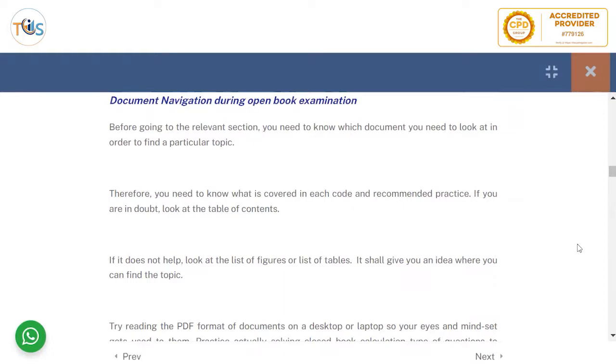The second thing is, if you encounter a question that you don't know where it is in the code or recommended practice, you can go to the one where you think you will most probably find the information. Look at the table of contents. If you can't find it, because some of the codes, especially ASME codes, are like 1,000 pages long, the table of contents is also 3-4 pages, and you don't have much time during the exam. So if you can't find it there, go to the list of tables. They are smaller, and they might give you a hint which page you should go to, or the list of figures.